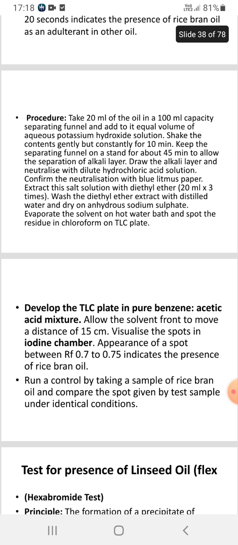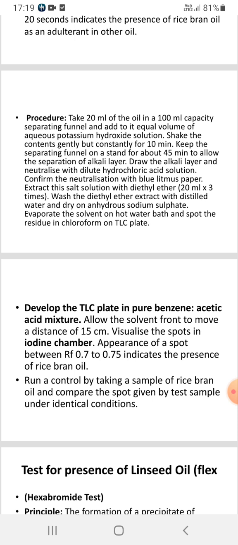When we have an oil sample, we can do TLC. If the Rf value is between 0.7 to 0.75, it means there is a presence of rice bran oil, because in TLC every sample has its specific Rf value. So oil also has a specific Rf value, that is retention factor, meaning the distance traveled by solute divided by the distance traveled by solvent front. So if there is an Rf value of 0.7, it has rice bran oil.